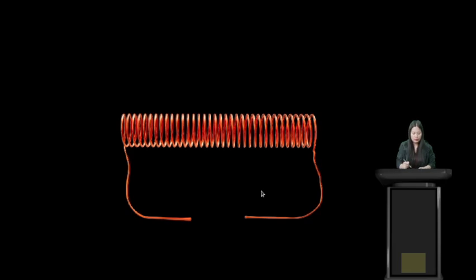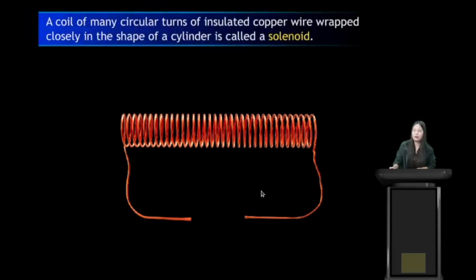So in this case we see that this is also a circular loop. Yes, it is also a circular loop, but it consists of a number of circular loops which take the shape of a cylinder. Do you know what this is called? This is called a solenoid.